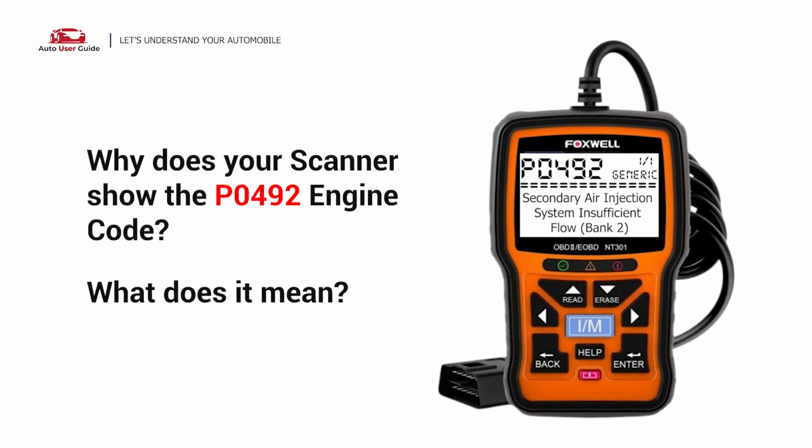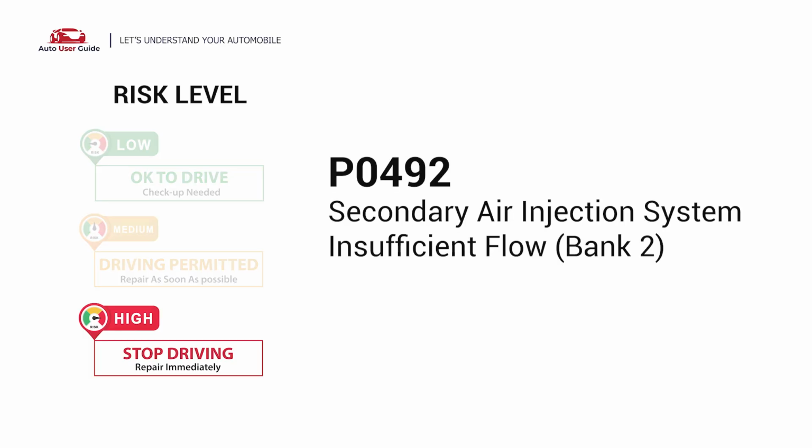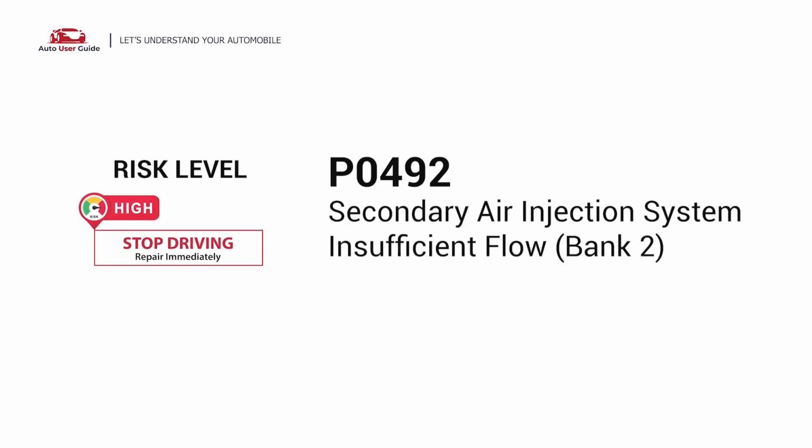Why does your scanner show the P0492 engine code? What does it mean? P0492 is a diagnostic trouble code for secondary air injection system insufficient flow, Bank 2.